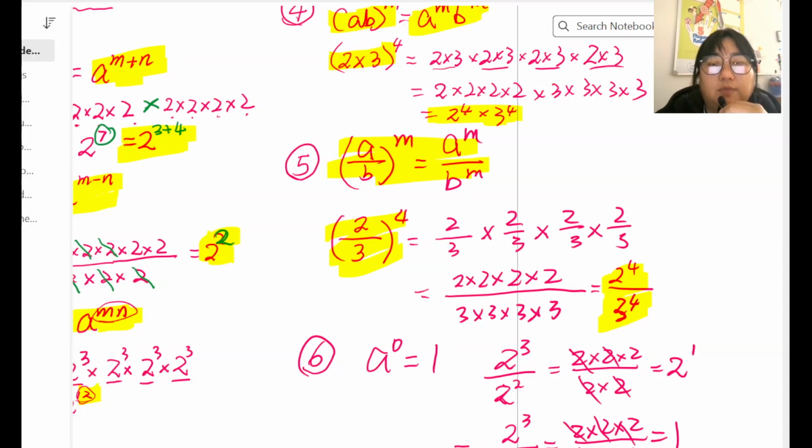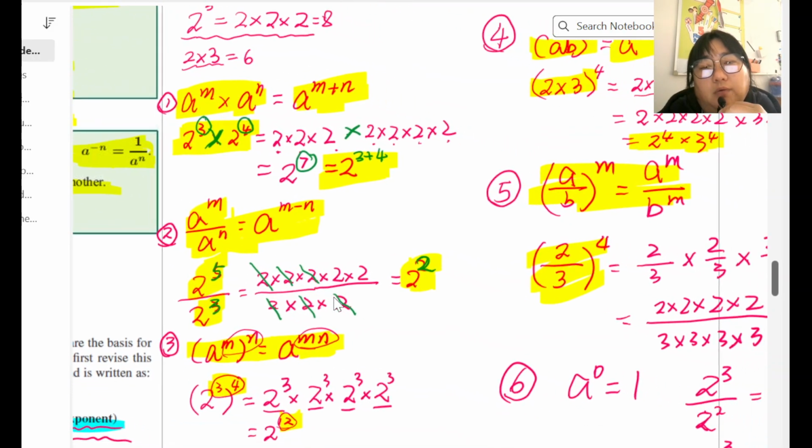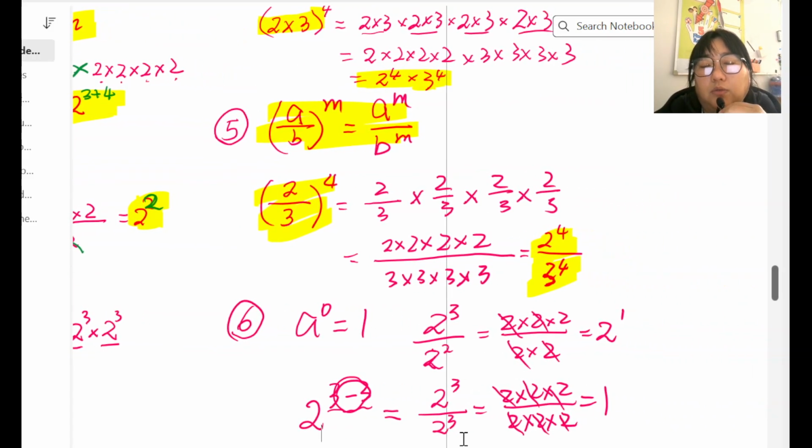I can use the division law here, the second law. So I can use a to the power of m over a to the power of n, which equals a to the power of m take n. So this one I can write down as 2 to the power of 3 take 3. So 3 take 3, we know that is 0. So 2 to the power of 0 is equal to 1.